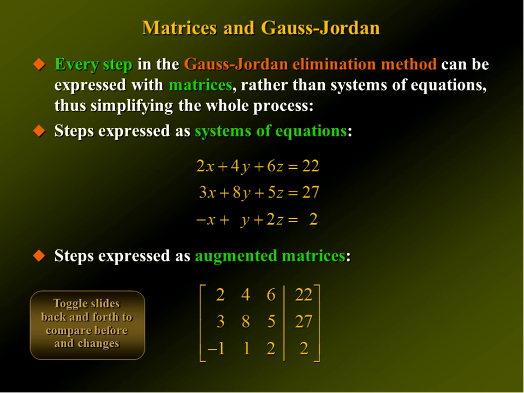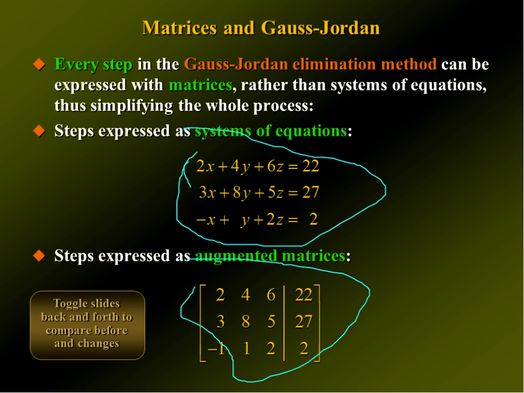Every step in the Gauss-Jordan elimination method can be expressed with a matrix rather than the system of equations. It simplifies the whole process. Steps expressed in the system of equations are expressed as steps in the augmented system. In this slide we discuss how we can write the system of equations in matrix form. So this and this are the same. Both are the same.